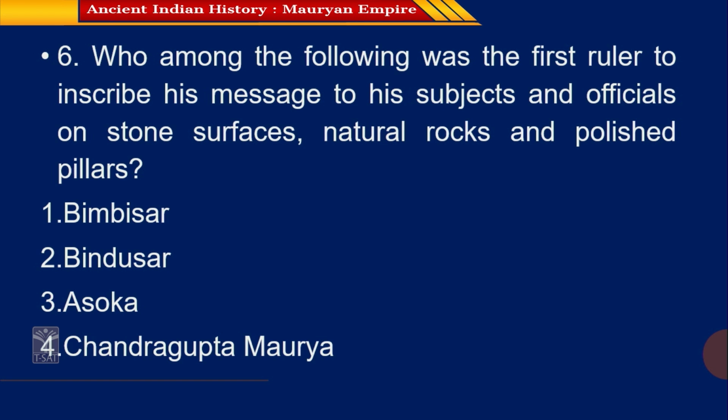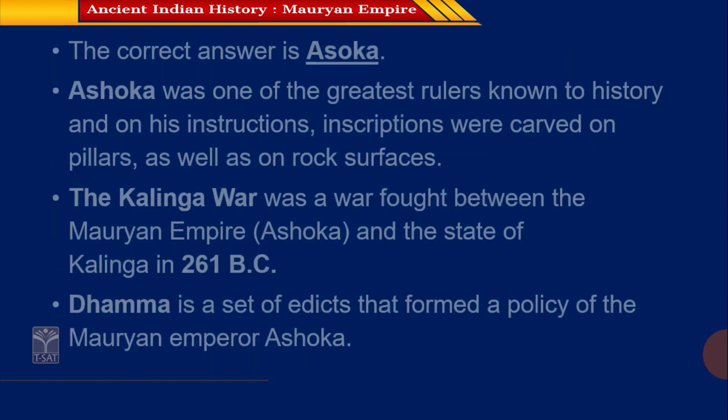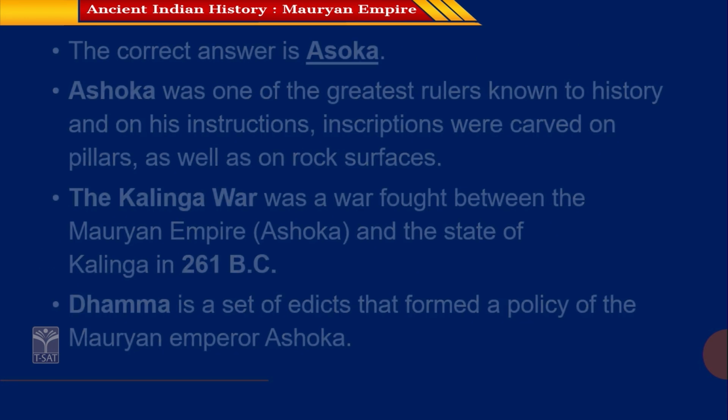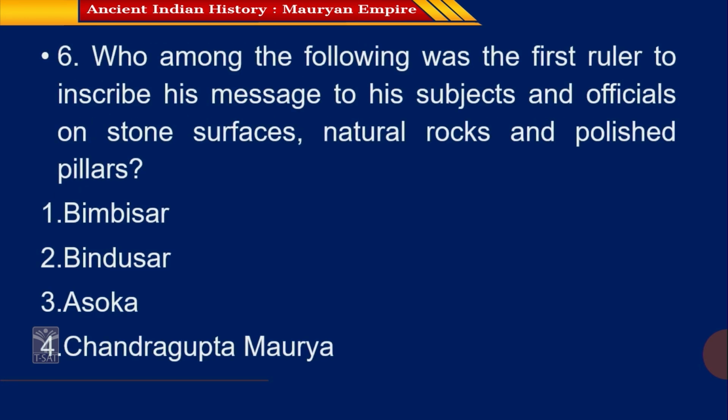Next question. Who among the following was the first ruler to inscribe his message to his subjects and officials on stone surfaces, natural rocks and polished pillars? Bimbisara, Bindusara, Ashoka, Chandragupta Maurya. We've just seen this. It was Ashoka. Bimbisara belonged to Magadha. Bindusara, Ashoka, Chandragupta Maurya belonged to the Mauryan Empire.